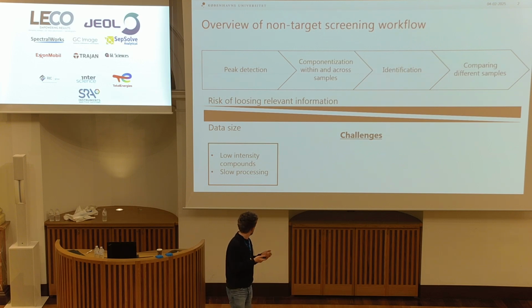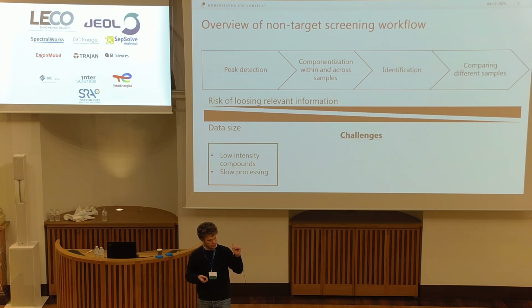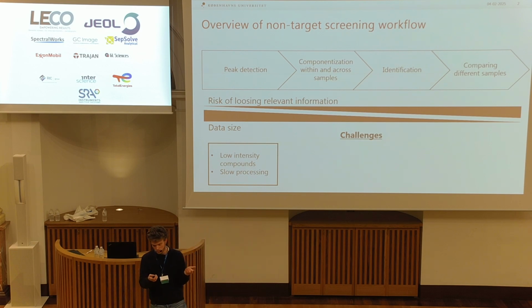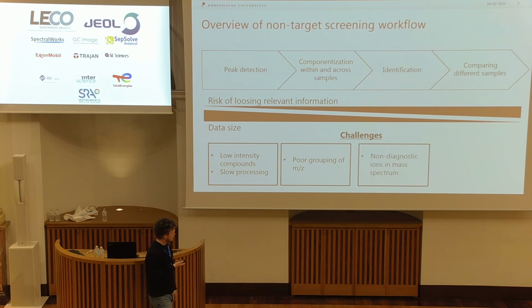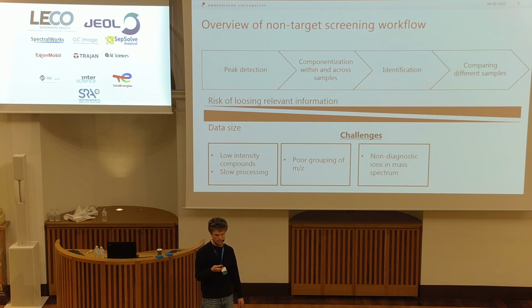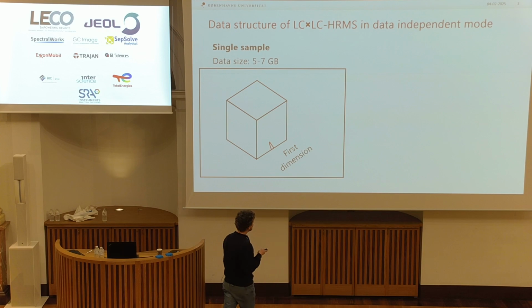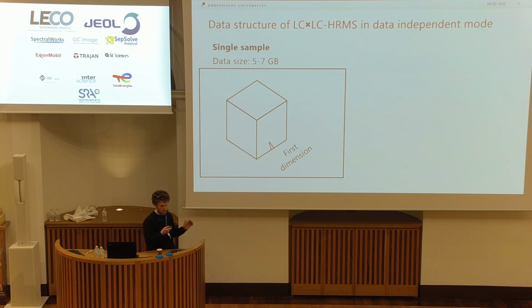To detect these, because if you set too low noise thresholds, then it goes really slow. And then we have sometimes poor grouping of MSETs, and that means that we have a lot of non-diagnostic ions inside our mass spectrum, which hampers identification. So this is the data structure. Single samples are typically like 5 to 7 gigabytes, maybe bigger, maybe smaller.